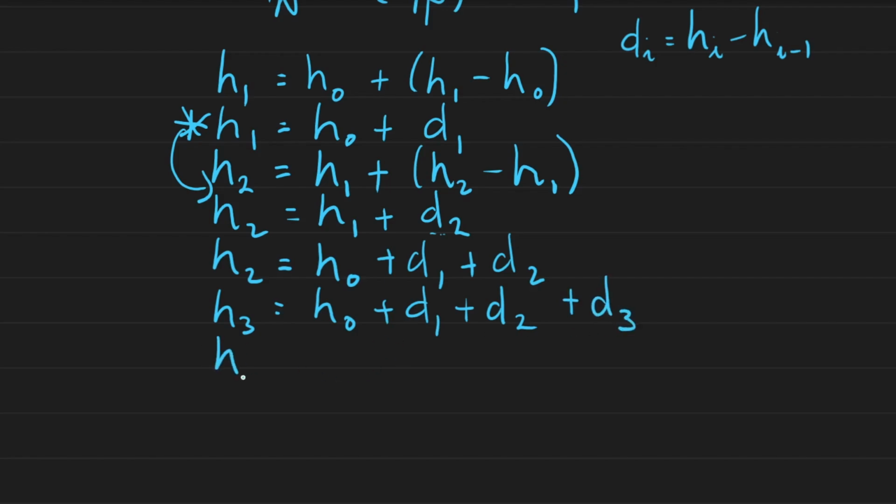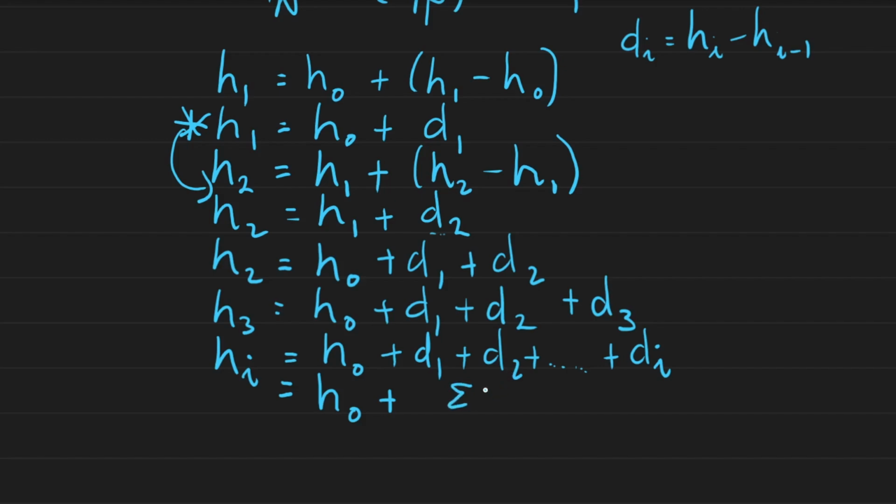So if we generalize this for hi, then we can see that this is equal to h0 plus d1 plus d2 all the way plus di. So this is just equal to h0 plus the sum of dk, where k starts from 1 and goes all the way up until i.